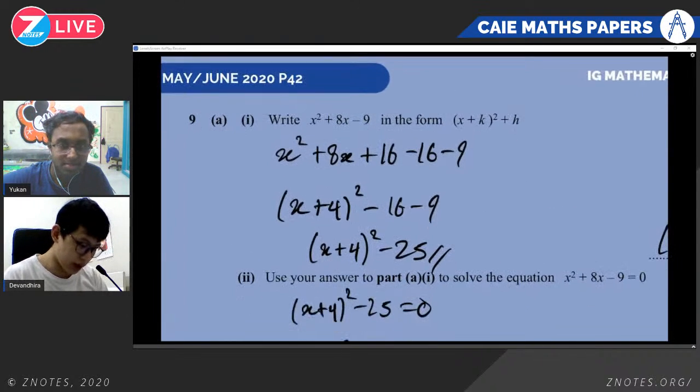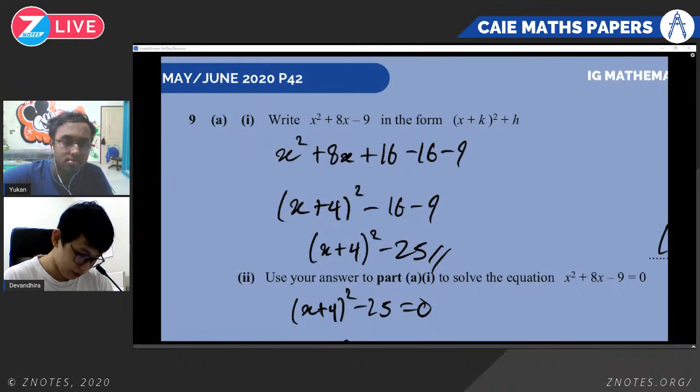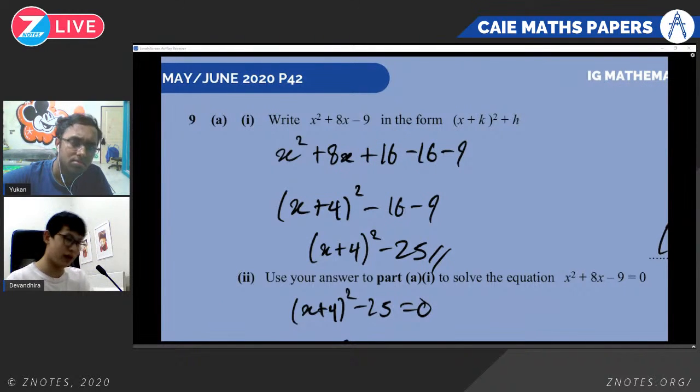Write x squared plus 8x minus 9 in the form of (x plus k) squared plus h, or in other words, in complete square form. Right. So the trick is, how do I get a 16 minus 16 here? What do you think? How do I get that?